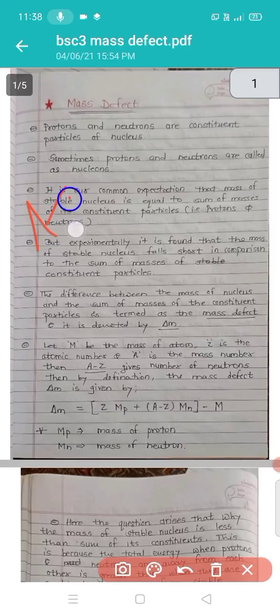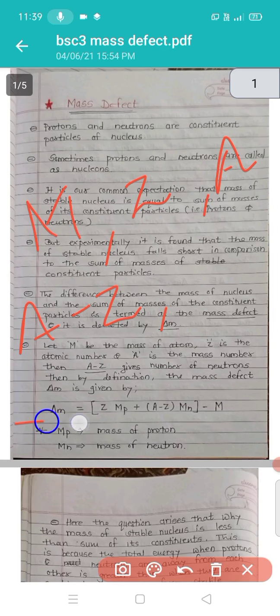Let M be the mass of the atom, Z the atomic number, A the mass number. Then A minus Z gives the number of neutrons. Then by definition the mass defect is given as del M equals Z into Mp, plus (A minus Z) into Mn, minus M.